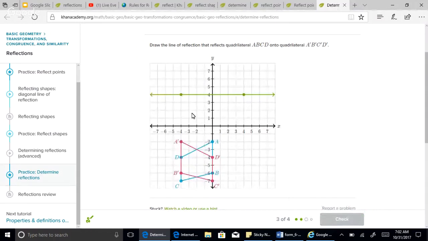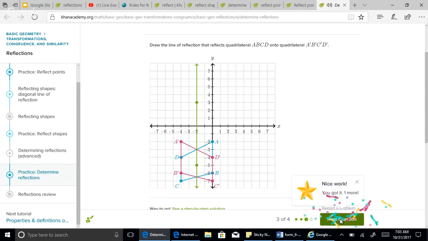Now let's look at this, a curious shape. The blue without the little prime is the original, and then the pink is the prime. I am going to estimate that it's going to be when x equals -2, but let's look at this. If we start at the line, we go 2 to the left, we get A prime, 2 to the right, we get A. So that's good. Let's look at D. We go 2 to the left, we have D, 2 to the right, we have D prime. It looks consistent across the board, so check. Excellent.